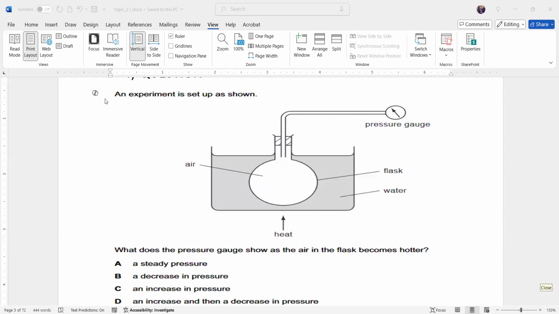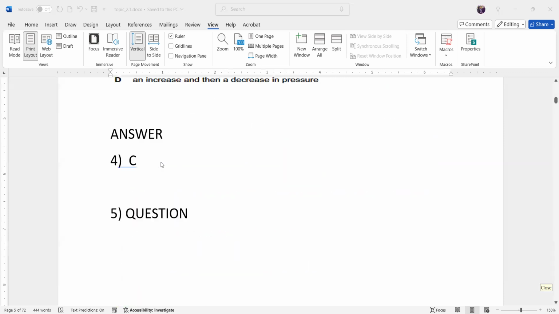So an experiment is set up, as you can see here. What does the pressure gauge show as the air in the flask becomes hotter? If the air becomes hotter, it means we are increasing the temperature. We know if the volume is constant, the pressure of a gas is directly proportional to temperature. So the higher the temperature, the gas will exert a greater pressure. So there will be an increase in the pressure. So C will be the right answer here.